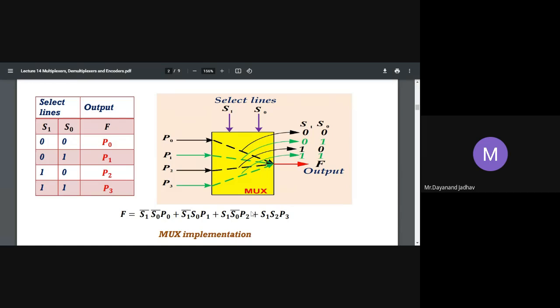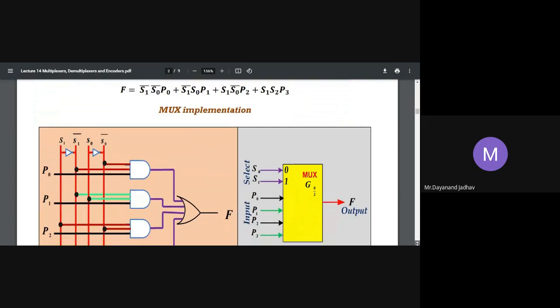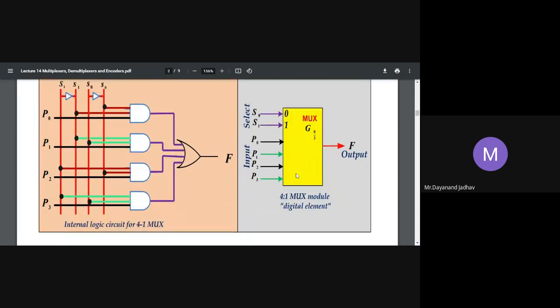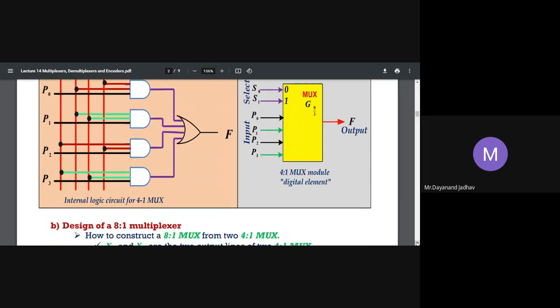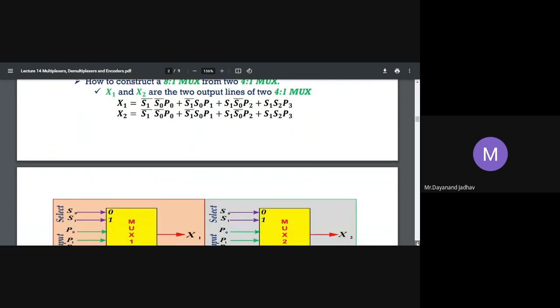Any doubt, students? This is the implementation of the multiplexer. Okay. Any doubt in that? Is it visible? Yes, sir. Any doubt? Yes, student.